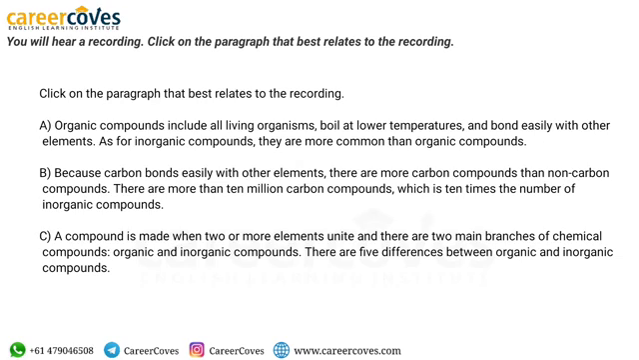There are 5 differences between organic and inorganic compounds. Listen carefully to these. First, there are more than 10 million carbon compounds. That's 10 times the number of inorganic compounds. Why are there so many carbon compounds? Mostly because carbon bonds easily with other elements. It can also form complex chains. Got it? Okay. Second, organic compounds melt and boil at lower temperatures than inorganic compounds.